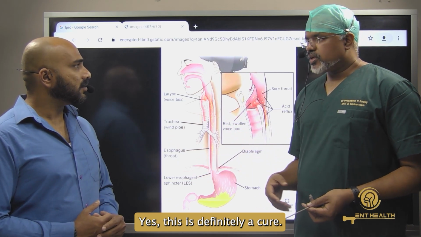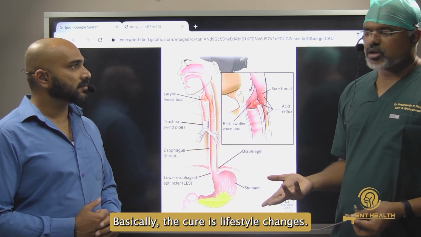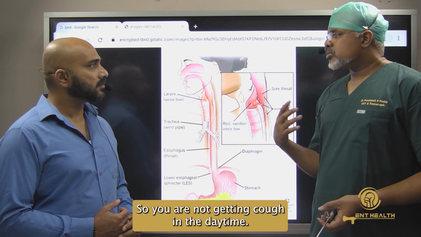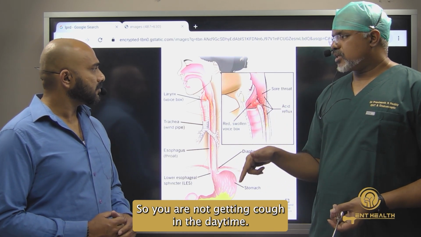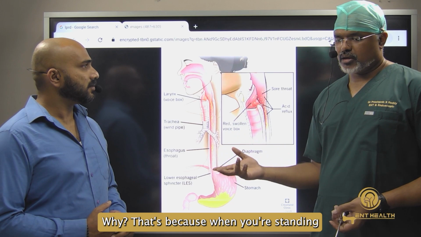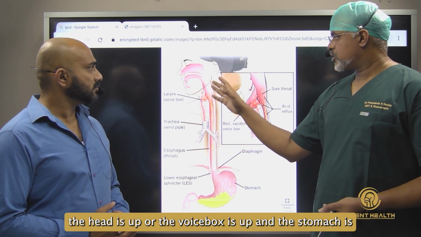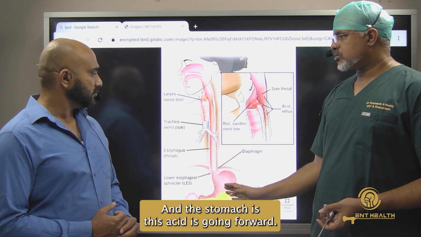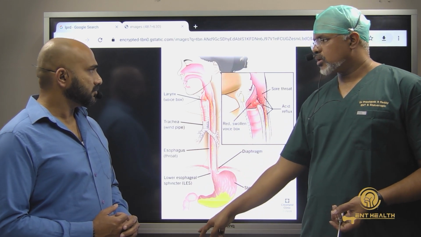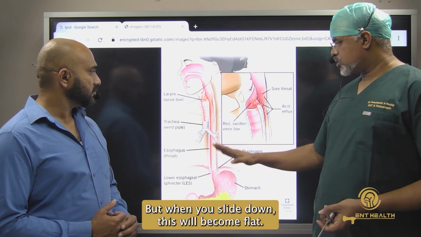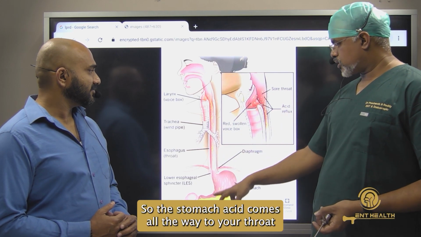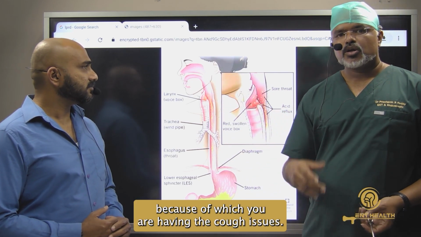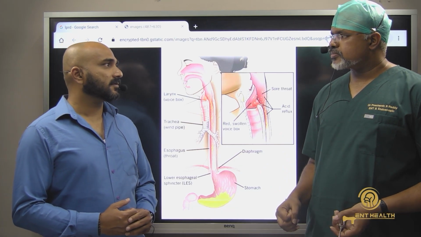Yes, there's definitely a cure. Basically, the cure is lifestyle changes. What are the lifestyle changes? So you are not getting cough in the daytime. Why? That's because when you're standing, the head is up or the voice box is up and the stomach is low. The acid is going forward. But when you lie down, this will become flat. So the stomach acid comes all the way to your throat, because of which you are having the cough issues.